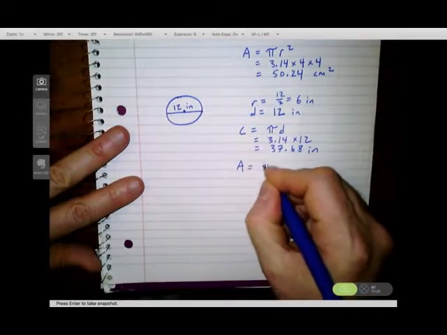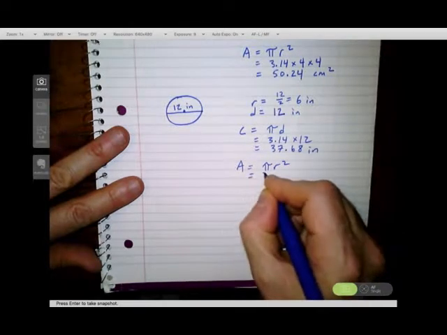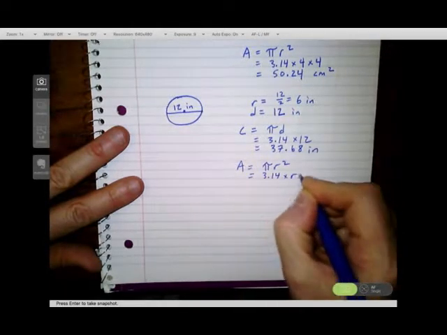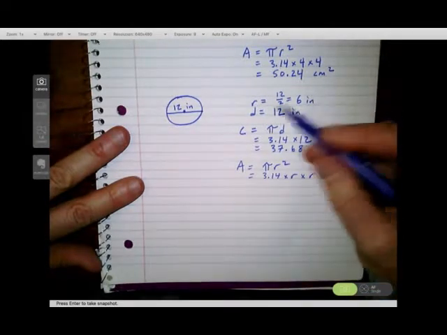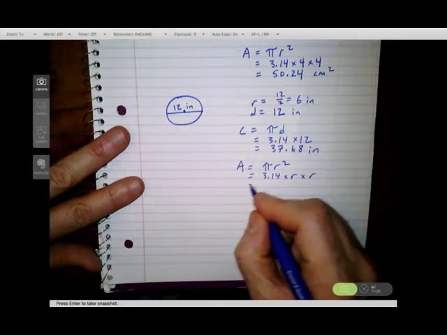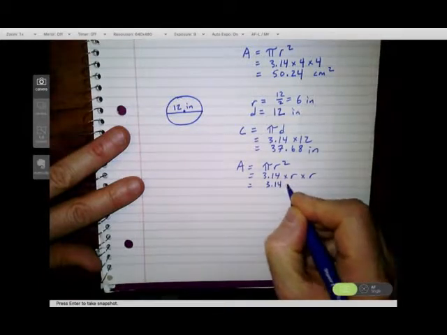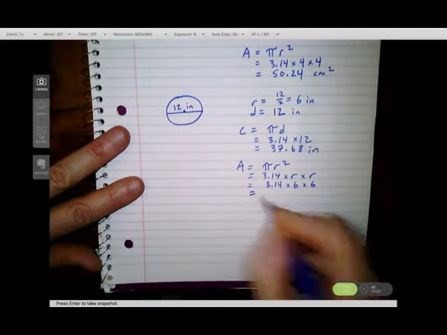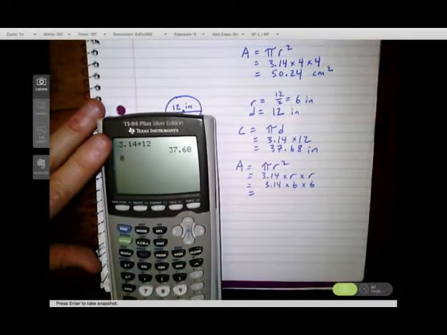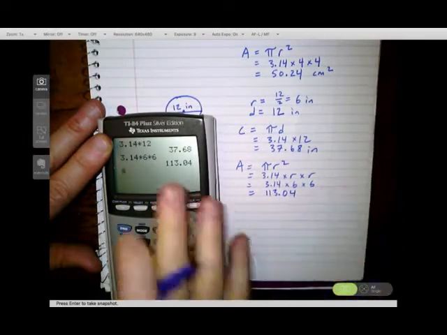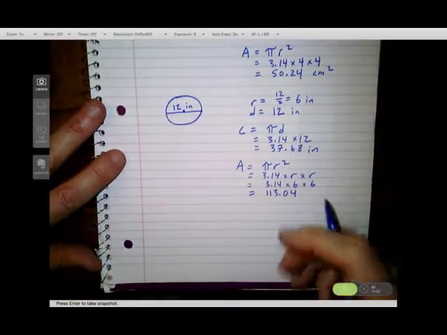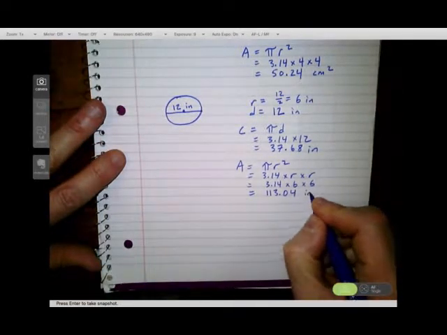Area is pi r squared. So 3.14 times r. Now here the radius was 6. We divided 12 by 2 to get that. So 3.14 times 6 times 6, which is 113.04. Again, it's area. We have square units for area, so it's going to be inches squared.